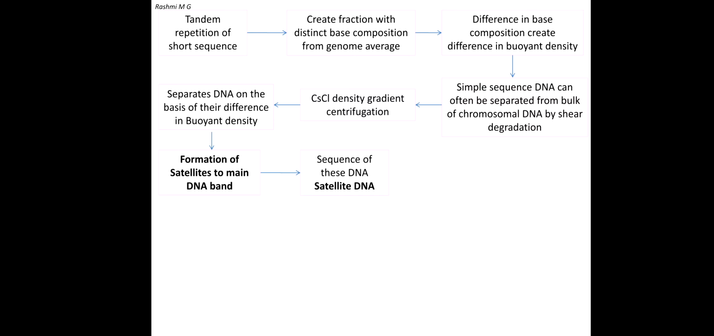When we take a simple sequence and separate it from the bulk chromosomal DNA by shear degradation, with the help of cesium chloride centrifugation the DNA separates on the basis of the difference in buoyant density. With cesium chloride density gradient centrifugation, there is formation of satellites to the main DNA band. These sequences are identified as satellite DNA. What are these satellite DNA?